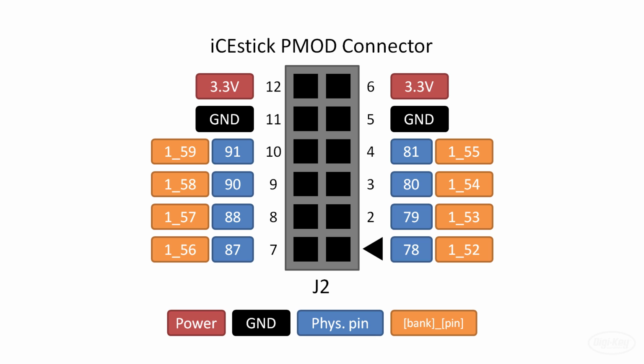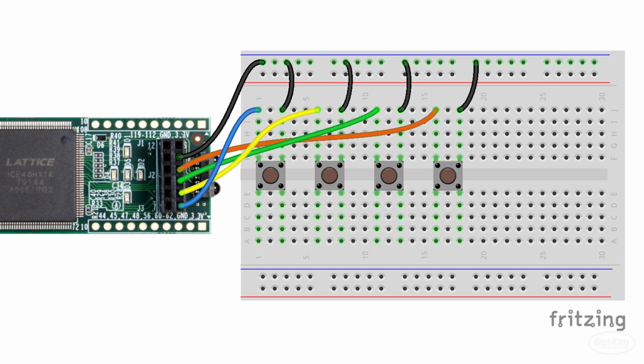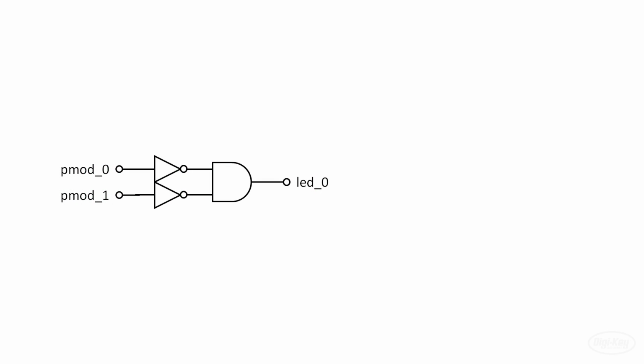Pins 6 and 12 are 3.3 volts, 5 and 11 are ground, and the rest are I/O pins directly connected to the FPGA. We'll start off by connecting some buttons to pins 1 through 4 on the right side. Note that these map to physical pins 78, 79, 80, and 81 on the FPGA. We'll only need 3 buttons for this video, but I like to connect 4 just because. Here are the connections. Note that we do not need to add external pull-up resistors on the buttons. We can enable internal pull-up resistors on each of the pins in the FPGA, and I'll show you how to do that.